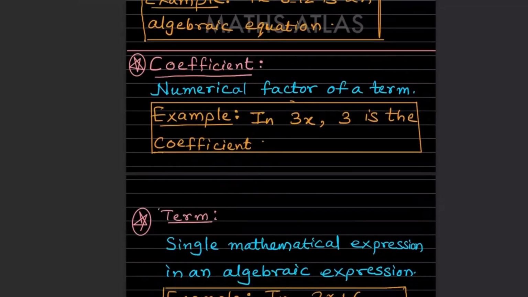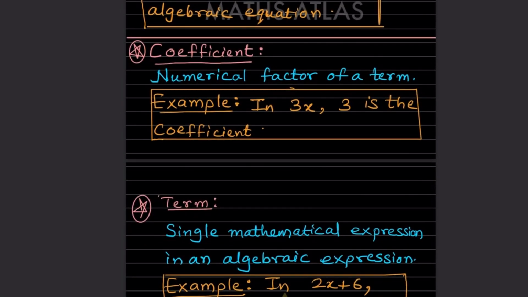Now the next one is the coefficient. A coefficient is a numerical factor of a term. Suppose I write 3x, so there is a variable along with 3. If somebody asks you what is the coefficient of x, you have to say 3. A coefficient is a number, so 3 is the coefficient of it.